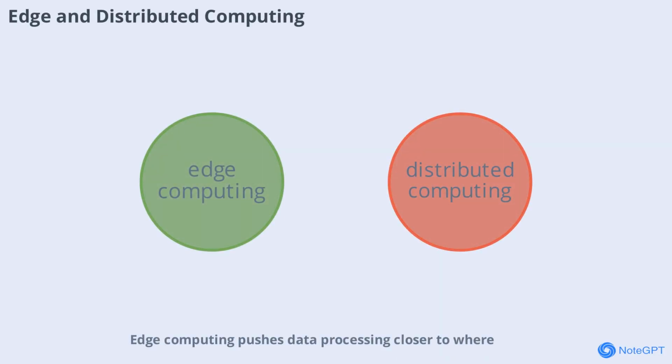Edge computing pushes data processing closer to where data is generated, right at the IoT device or sensor. This reduces latency and enables faster responses. Distributed computing, meanwhile, spreads resources and processing tasks across multiple environments over the internet. Both approaches are crucial for handling the vast amounts of data generated by IoT devices, ensuring efficient processing and reliable service delivery.